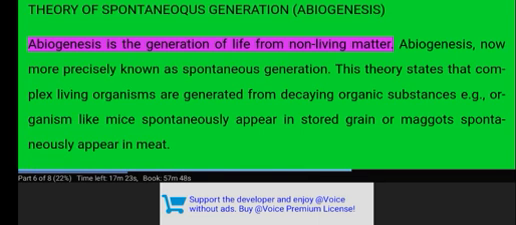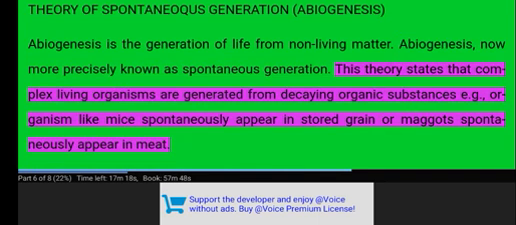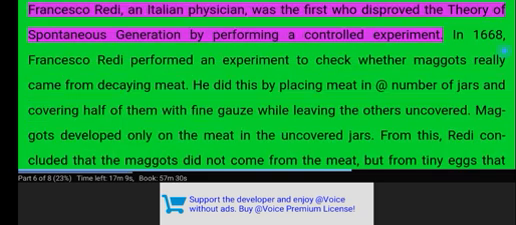Abiogenesis is the generation of life from non-living matter. Abiogenesis, now more precisely known as spontaneous generation. This theory states that complex living organisms are generated from decaying organic substances, e.g., organisms like mice spontaneously appear in stored grain or maggots spontaneously appear in meat.